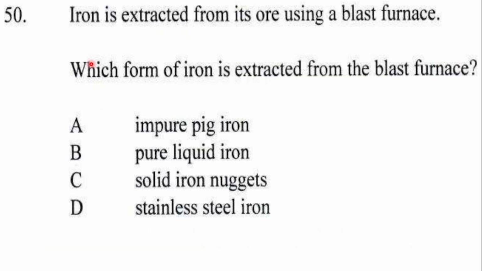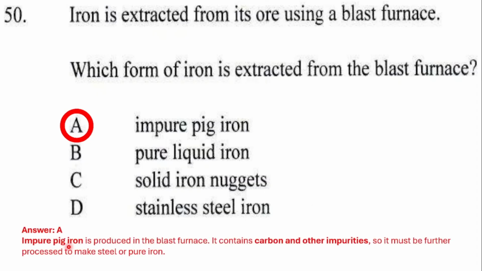And our final question is going to be question number 50, and it says iron is extracted from its ore using a blast furnace. Which form of iron is extracted from the blast furnace? Is it impure pig iron, pure liquid iron, solid iron nuggets, or stainless steel iron? But the correct answer is definitely going to be A, impure pig iron, because impure pig iron is produced in the blast furnace. It contains carbon and other impurities, so it must be further processed to make steel or pure iron. So the correct answer is definitely going to be A, impure pig iron.